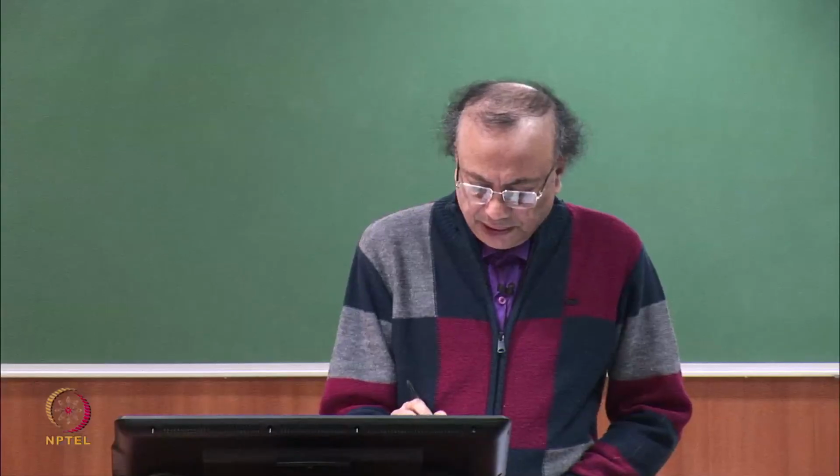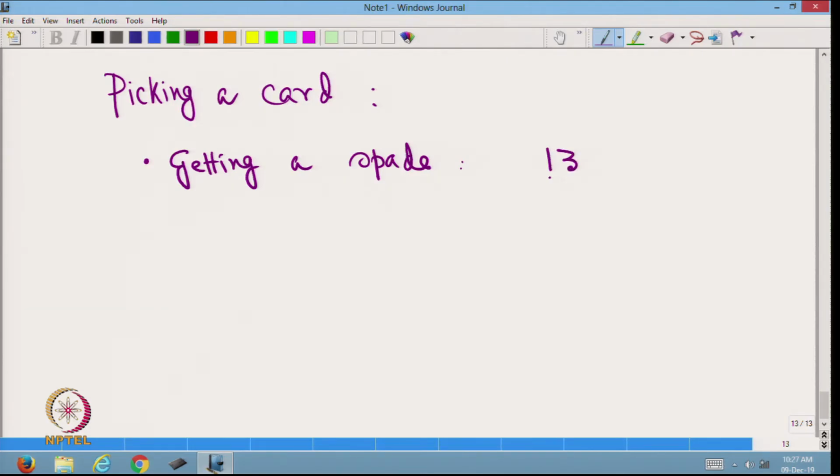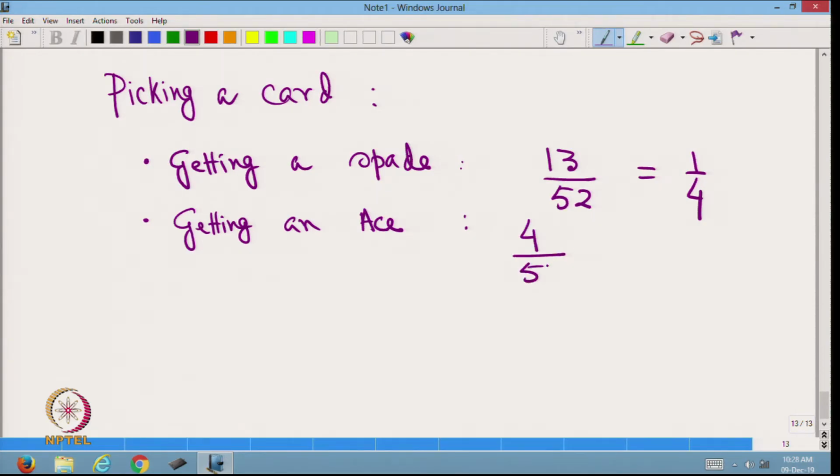Let us take the example of picking a card. Possible events are getting a spade, what will be the probability? There are 13 cards of the suit spade in a complete deck, which has 52 elements. Therefore, this probability is going to be 1 by 4. Getting an ace, there are 4 aces corresponding to the 4 suits. Therefore, number of favorable outcomes is 4, total number of outcomes is 52. Therefore, this probability is going to be 1 by 13.